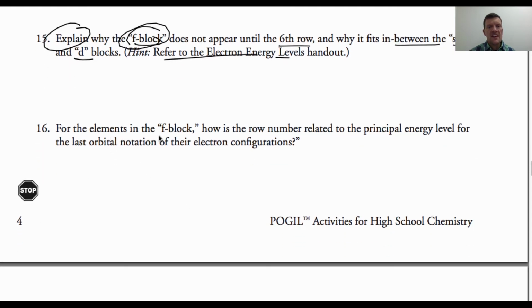For the elements in the F block, how is the row number related to principal energy level for the last orbital notation? So if you are in the 5F row, then that means the 5F block, that means you are in the 7th row. So the row is always 2 more than the energy level for that F block row, and I mentioned that already. Okay?